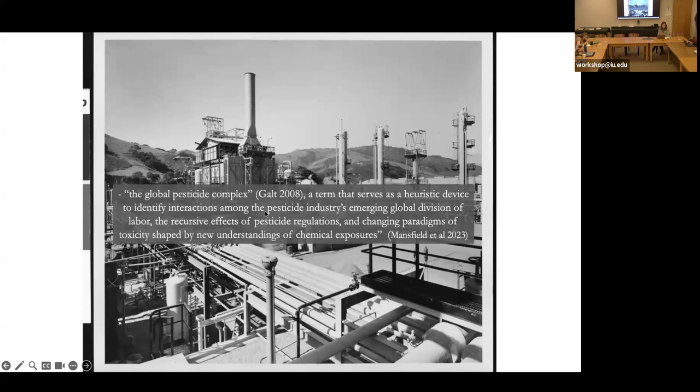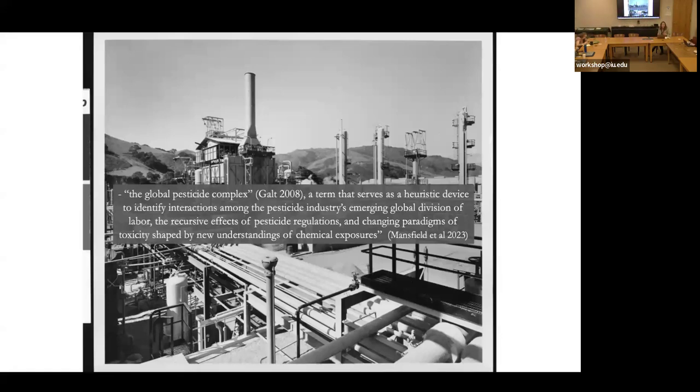The term global pesticide complex was coined by my colleague Ryan Gault at UC Davis to basically identify the interactions between the industry that produces pesticides, how those pesticides are actually used in the real world, how they're regulated, and our changing understandings of toxicity. And all of those elements have undergone a pretty dramatic shift in the last 15 to 20 years.